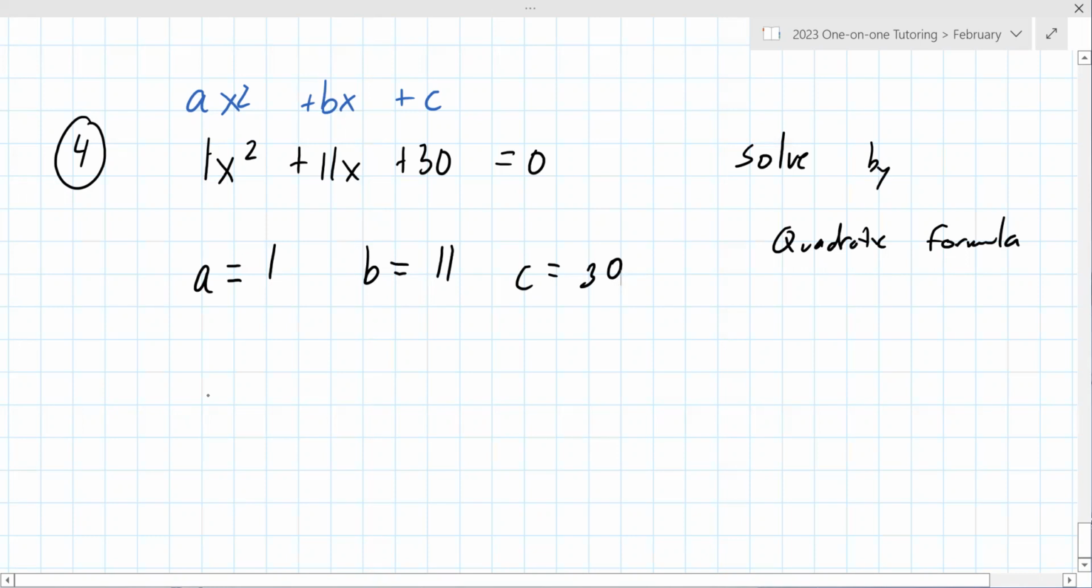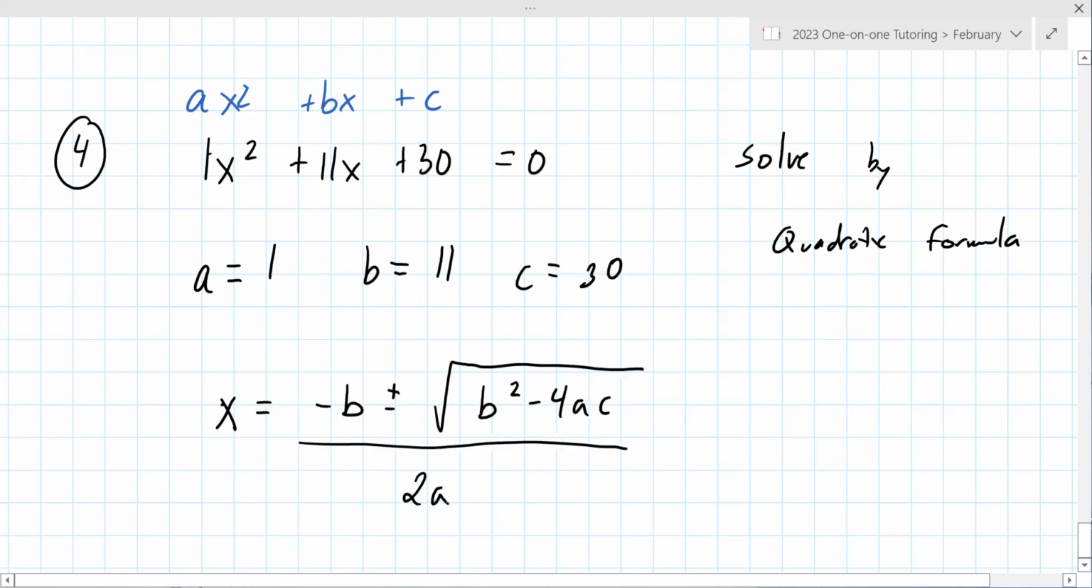Okay. Here's the quadratic formula. You have to know this or be given it on the test. Have you memorized this? Will you memorize it? What's your plan?